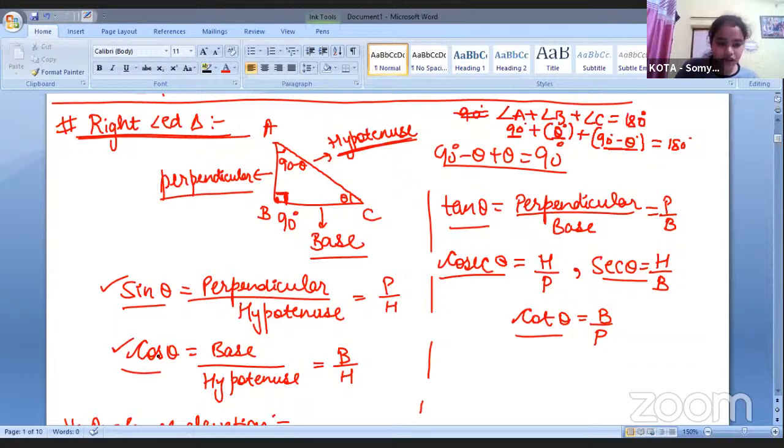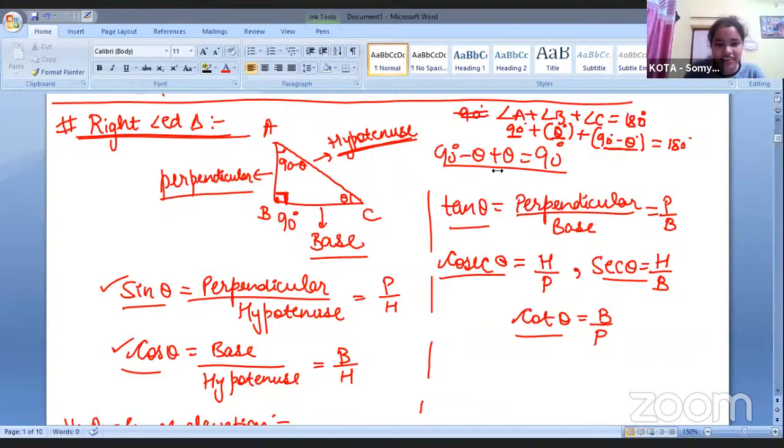Moreover, sine theta, cos theta, tan theta, cosec, sec, cot theta, they are all written here. You can just see them. You just have to learn these two and you will get all of them: tan, cosec, sec, cot by simple calculations. So click a screenshot of this as well, and just drop a yes if you have done.